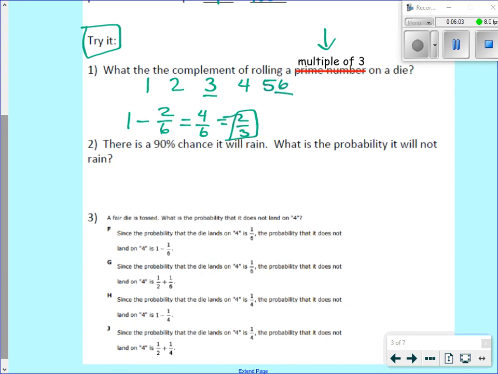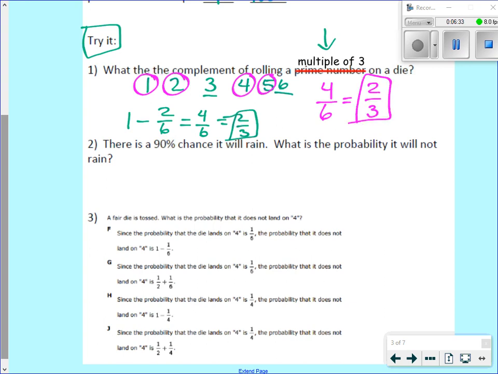multiple of 3. Another way you can do it is, what is the complement of rolling a multiple of 3? So we're looking for not, so you can circle ones that are not multiples of 3. And we see that we have 1, 2, 3, 4 numbers on the die that are not multiples of 3 out of 6. And again, make sure you simplify to 2 thirds.